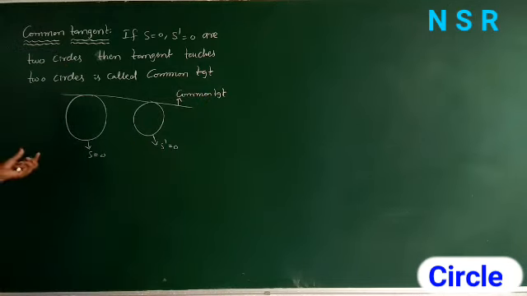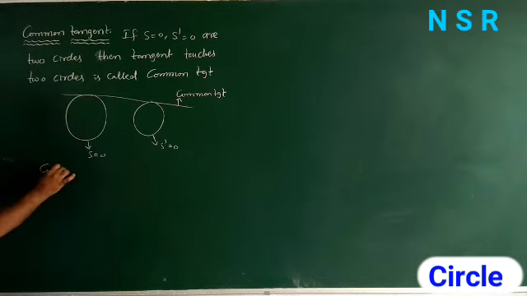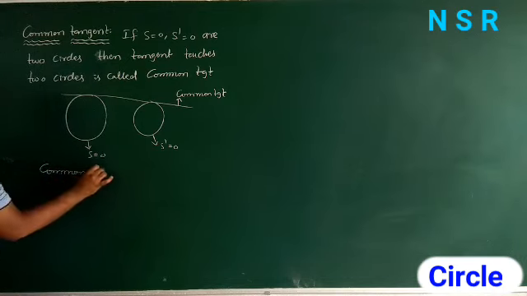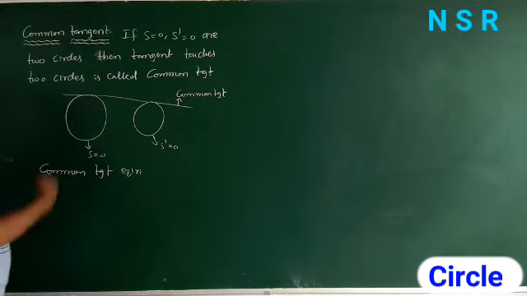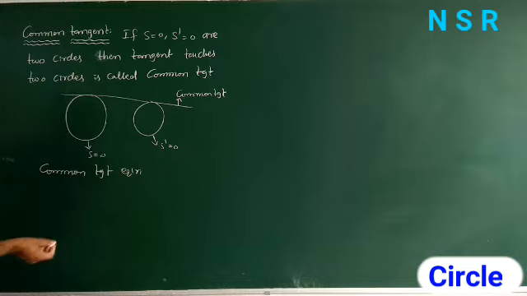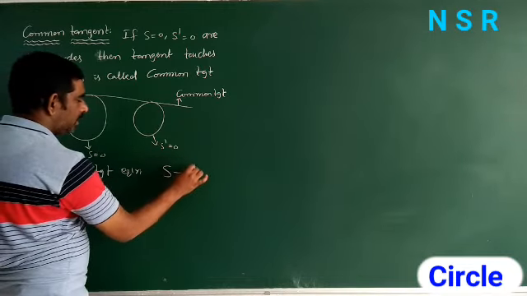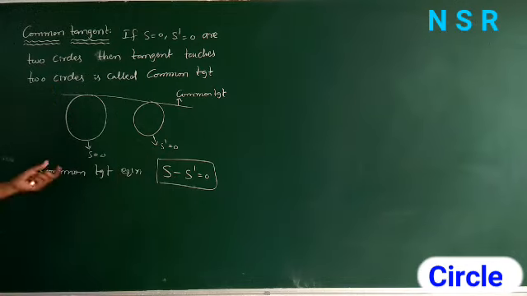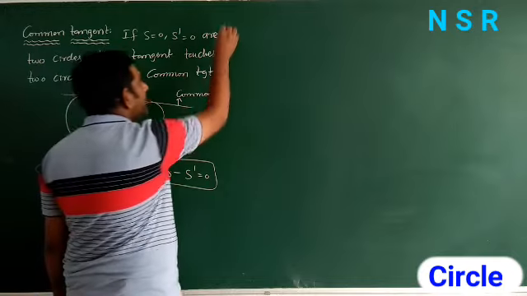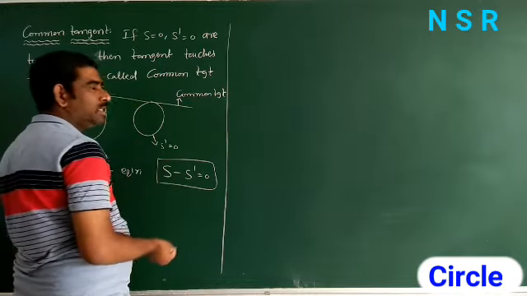So we have two types of common tangent, and also we have the common tangent equation. If we have S = 0 and S' = 0 as two circles, then the equation of the common tangent is S − S' = 0. So here common tangents are of two types.